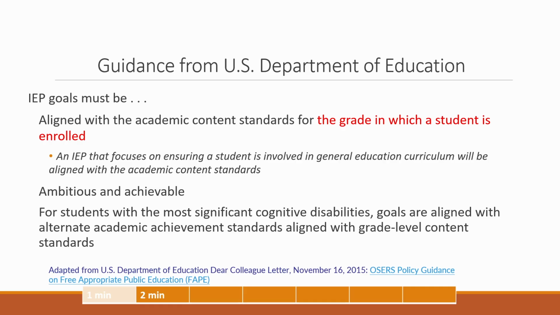The U.S. Department of Education reminded us in a Dear Colleague letter over 10 years ago now that IEP goals must be aligned with the academic content standard for the grade level in which the student is enrolled. An IEP that focuses on ensuring a student is involved in the general education curriculum will be aligned with academic content standards at the grade level of enrollment.